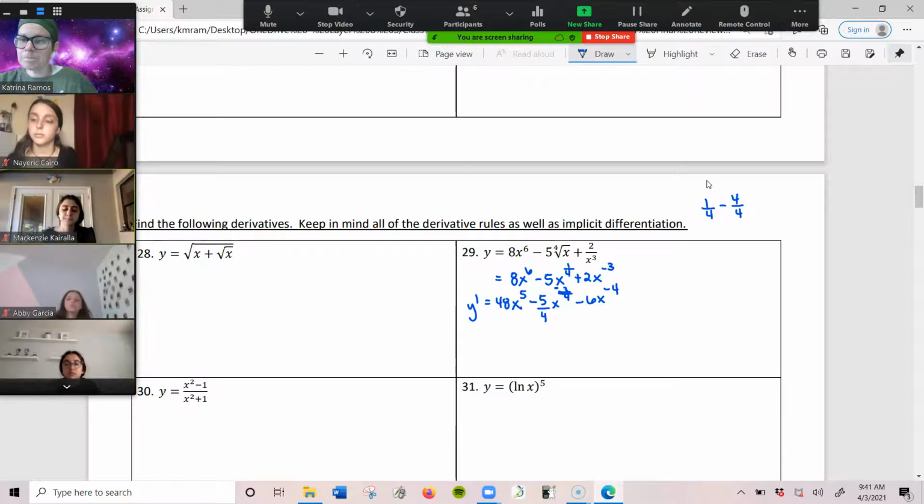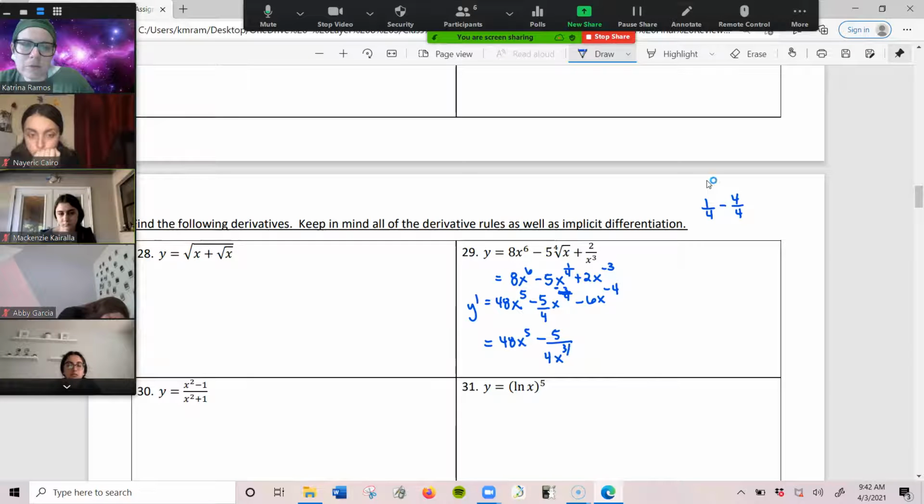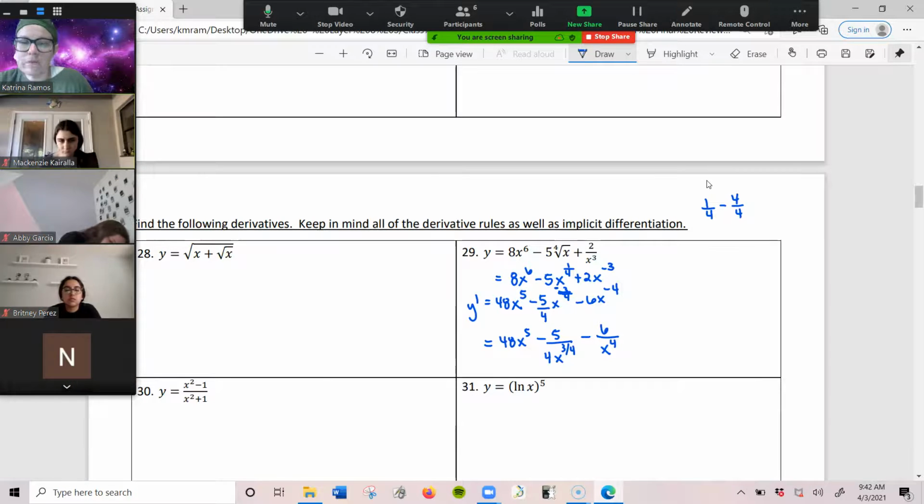Is that okay? That's basically it. I don't remember how I wrote it in the answer key if I put it all back with positive exponents, which, if you were to do that, would be 48x to the fifth minus 5 over 4x to the 3/4 minus 6 over x to the fourth. And you can also still rewrite this x to the 3/4 as the fourth root of x to the third. So that is the same as that. Is that okay?